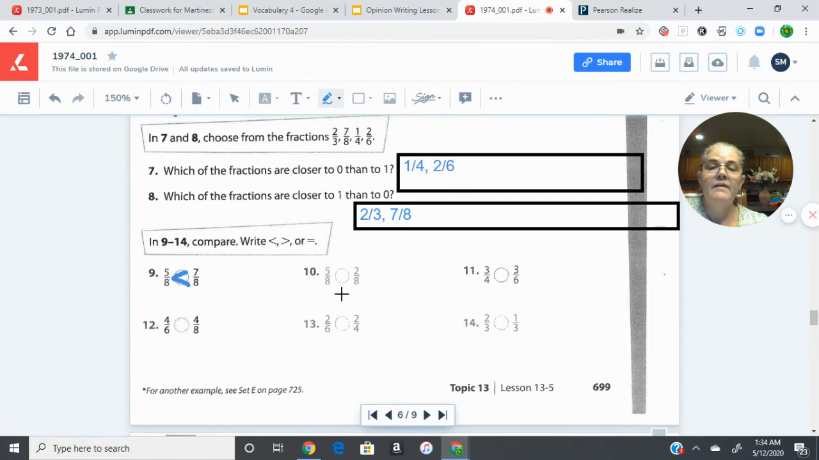Number 10, we have a 5/8 and a 2/8. So they both have an 8 as a denominator. This is 5, so this one is greater. 5/8 is greater than 2/8. Number 11, 3/4 compared to 3/6. 3/4 is going to be bigger.